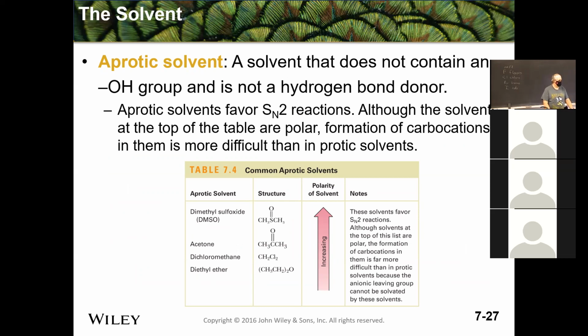An aprotic solvent is a solvent that does not contain an OH group or an NH group, and is not a hydrogen bond donor. Aprotic solvents are going to favor SN2 reactions. Although the solvents at the top of the table are polar, formation of carbocations in them is more difficult than in protic solvents. So these are some examples of aprotic solvents. They lack the OH group.